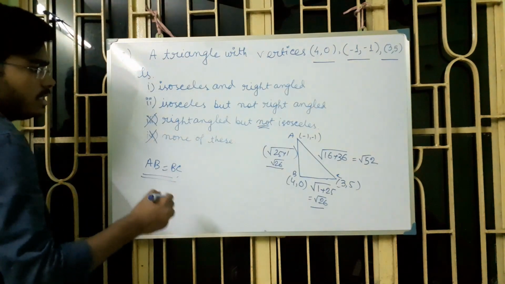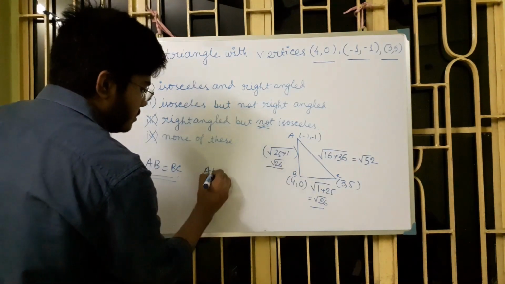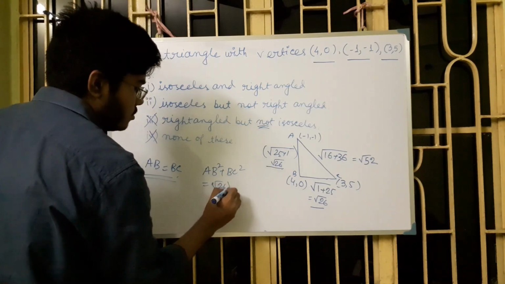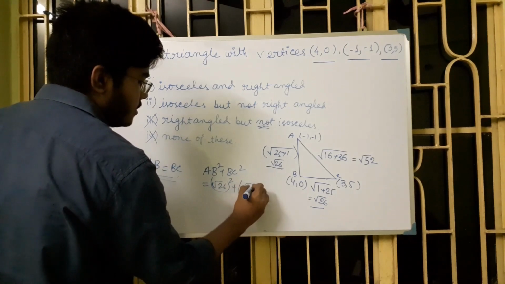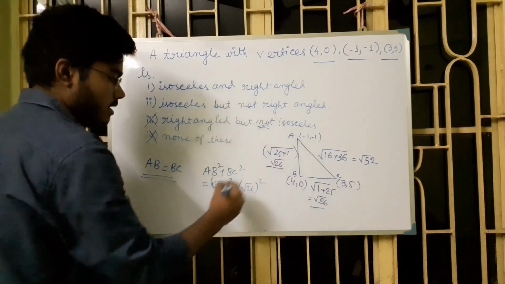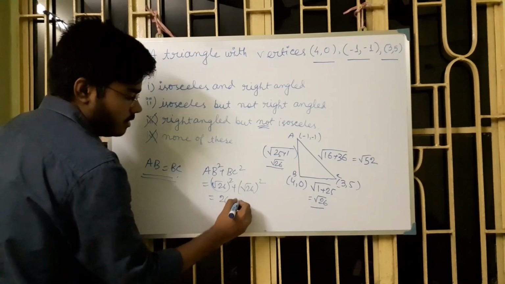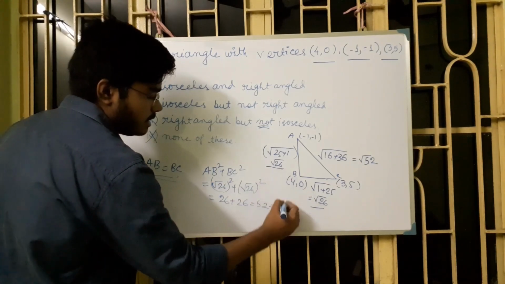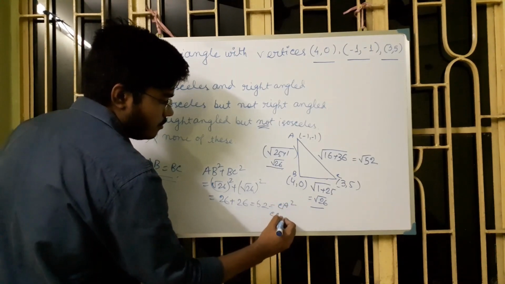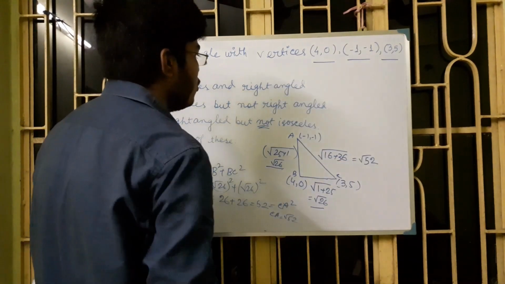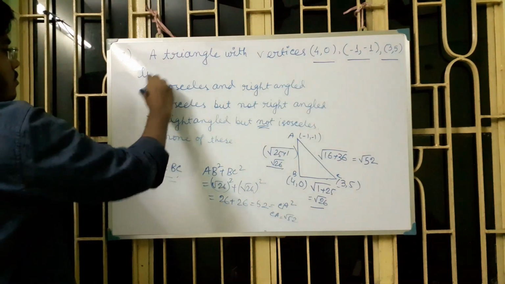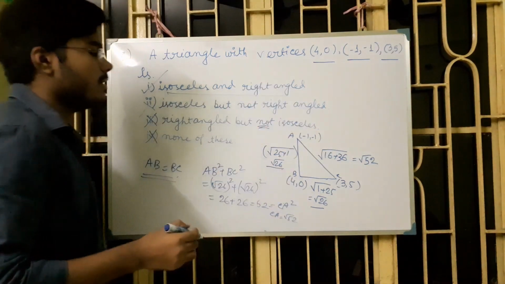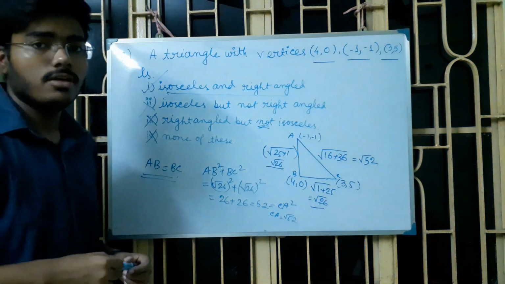So AB equal to BC, and let's check AB square plus BC square equal to root 26 whole square plus root 26 whole square. That means 26 plus 26, that is 52. That is AC square, and AC equal to root 52. That is true. So this is a right angle. So this is the answer: isosceles and right angle. This is the answer of the question.